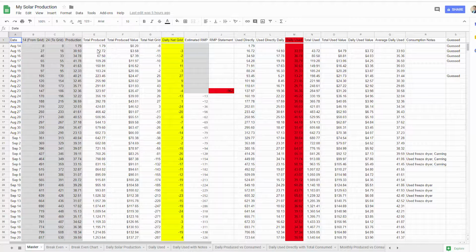So total produced is basically looking at the daily production numbers that I'm inputting, and it's just adding them up together. So it's looking at all of the previous rows before, and it's just adding them up. If I click up here, you can see it's highlighting, it's taking the total produced plus the new day, and then it's adding it in there. And it just keeps repeating that all the way down.